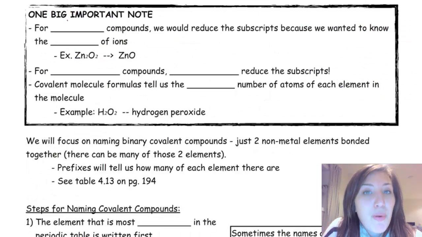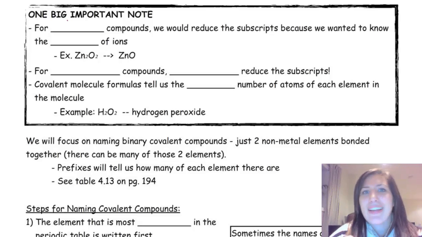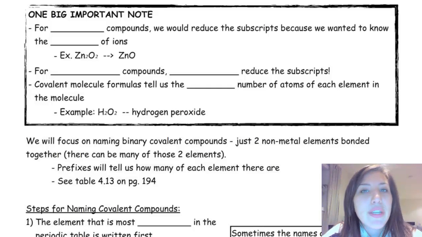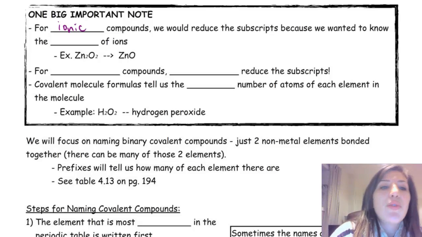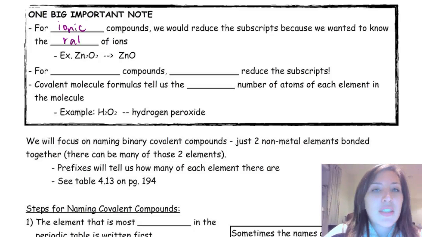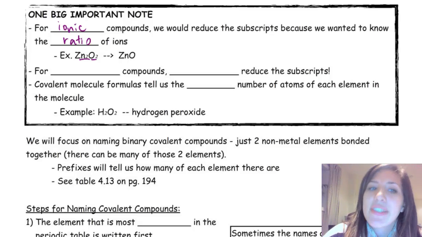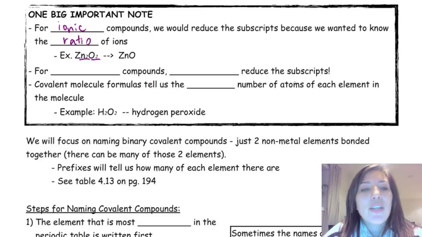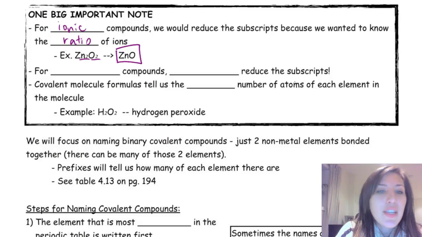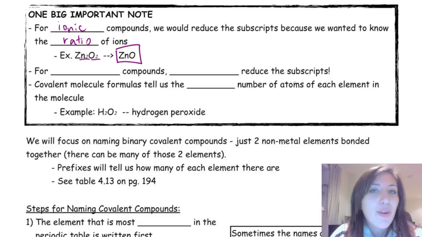The big thing I'd like to point out, I put it in a box, I bolded it in capital letters, so please take note that for ionic compounds, we would reduce the subscripts because we wanted to know the ratio of the ions. So for example, Zn2O2, that doesn't work. We just say zinc oxide because we just want to know how many zincs compared to oxides. It doesn't matter how many, just what is compared to the other. So this is incorrect, and the box here shows us the correct way to write the formula for zinc oxide.